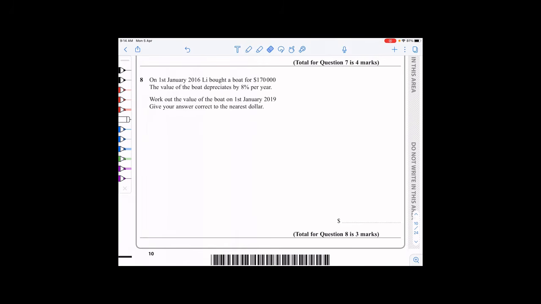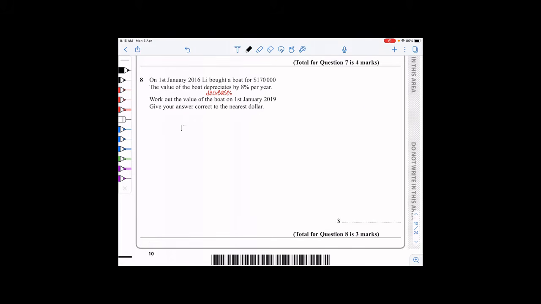8, we've got someone buying a boat for 170,000. The value of the boat depreciates, so that means that it decreases by 8% per year. We need to work out the value on the 1st of January of 2019. So we started off from 2016, and 2017, 18, 19. We've got 1, 2, 3 years elapsing between the original buying of the boat up to the time of interest.